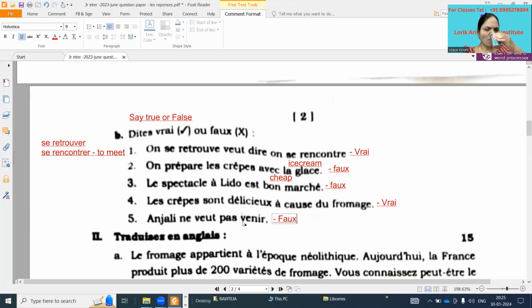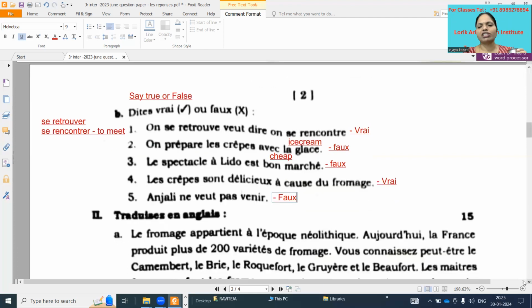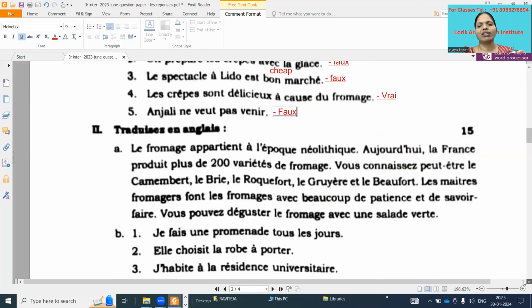D'accord, any doubt in the first bit? Okay, if you are not able to write the first bit, leave the space at the start and go with the next questions. Or you can write it at the end also.